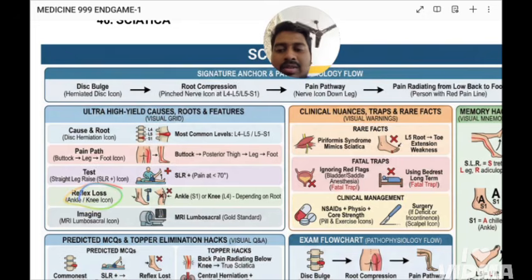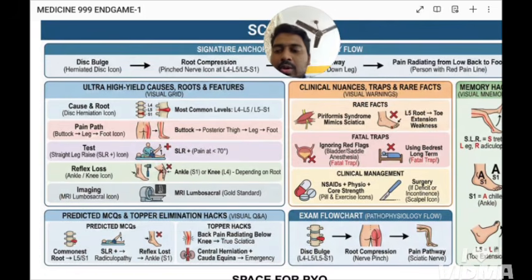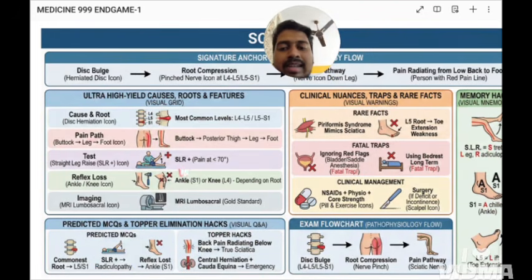Next there will be reflex loss, because these L4, L5, S1 are the control centers for knee and ankle jerk. So depending on where the root lesion is, you can have loss of these reflexes, and MRI of the lumbosacral spine is the gold standard. The commonest root is L5, S1, between lumbar 5 and S1. Radiculopathy, straight leg raising test is positive. Ankle reflex is lost if it is S1, because for the ankle reflex it is L5, S1, and for the knee it is L3, L4. Next, back pain radiating below the knee is true sciatica.